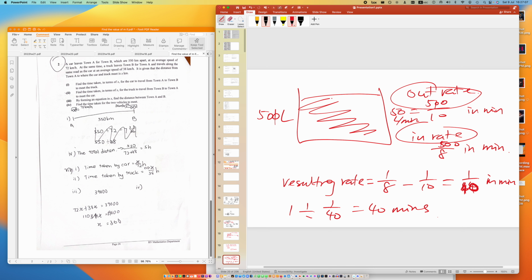Then this one, can you help me out with this? 500/8. Give me a mixed number. 62 and a half liters per minute. So the resulting rate will be 12.5 liters per minute.